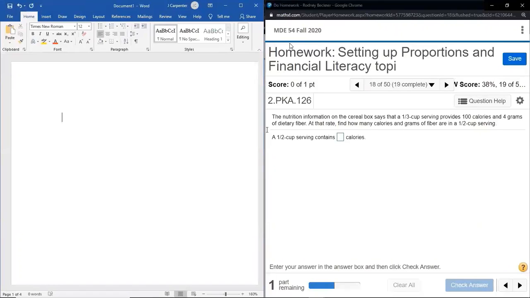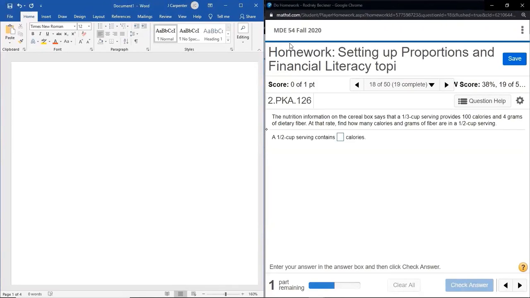So they say 100 calories for the third of a cup and also 4 grams of dietary fiber. So you scoop out 1/3 of a cup of cereal and you're getting this many calories, this many grams of fiber. At this rate, and when they use the word rate, that means everything's proportional. That's another keyword. Find how many calories and grams of fiber are in a 1/2 cup serving.